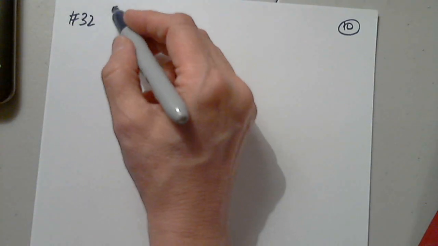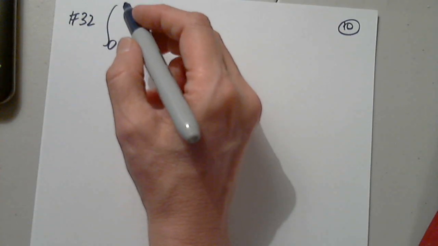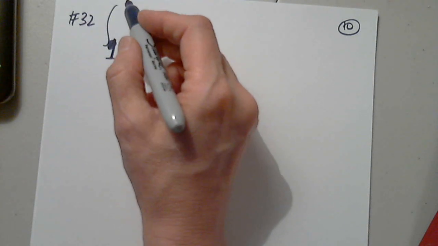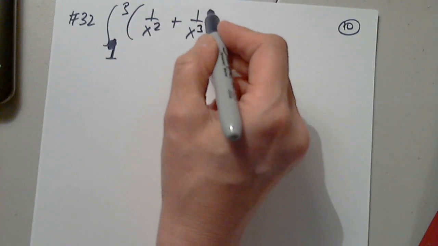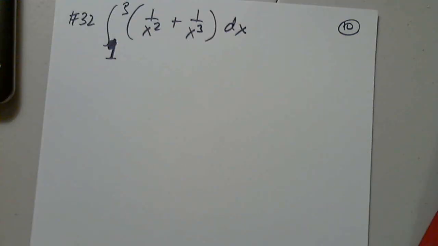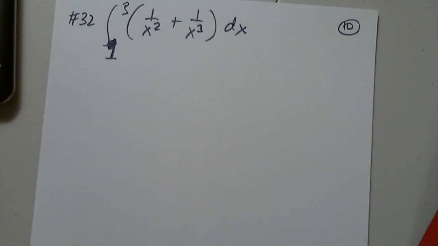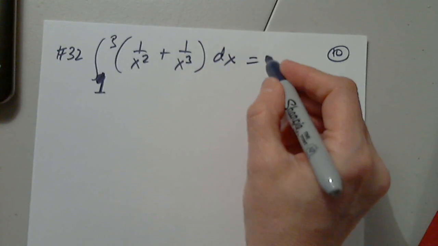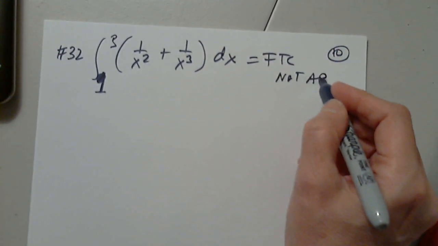Is this function, it's from 0 to 4, I think. Oh, I'm looking at something else. From 1 to 3. The integral from 1 to 3 of 1 over x squared plus 1 over x cubed dx. I changed the z into x. So, is this function continuous on 1, 3? If it is not continuous on 1, 3, I will say FTC, fundamental theorem of calculus, not applicable.